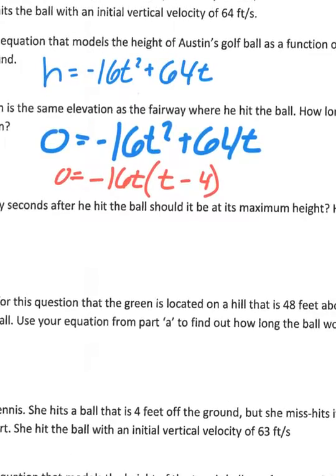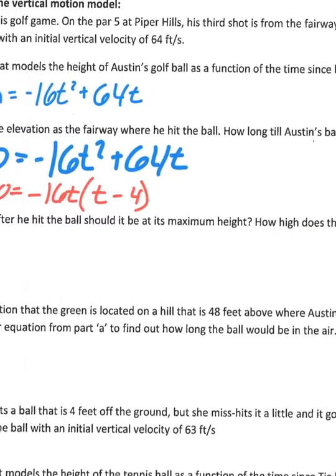And that alone right there, now I've got everything. There's no more t squareds or anything, so I should be able to solve and say what t is for both my solutions. So t equals either 0 or 4 seconds.